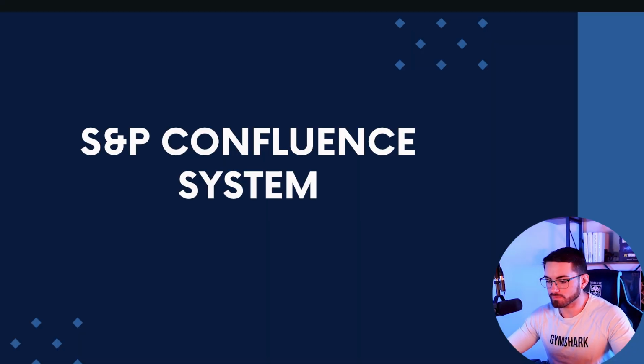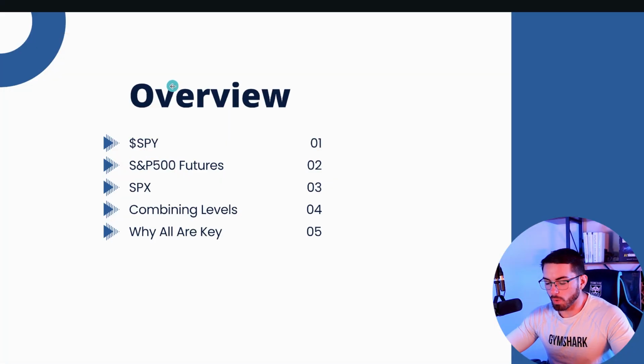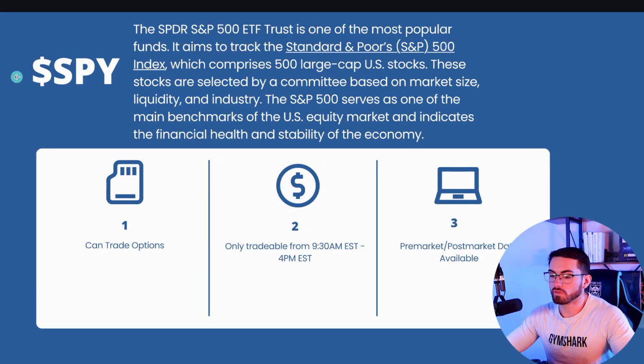All right, so I like to call this my S&P confluence system. What we're going to be reviewing in this video is first we're going to talk about SPY, what SPY is, then we're going to talk about the S&P 500 futures, SPX, combining all of these levels, why they are key, and how we can identify high probability setups. So first, let's talk about SPY.